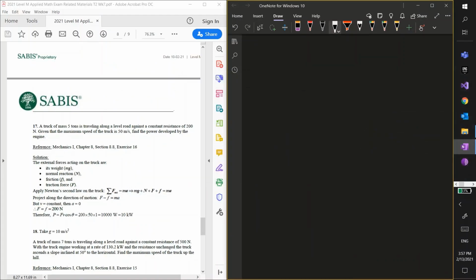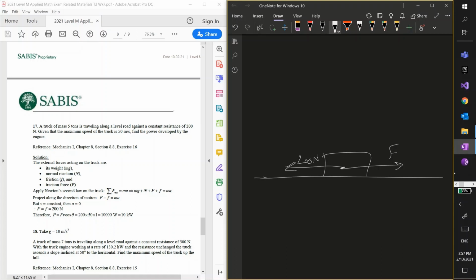Okay, so question 17. A truck of mass 5 tons is traveling along a level road with a resistance of 200 newtons. So you have your friction, which is 200 newtons. Then you have your pushing force, which is unknown. Find the power developed by the engine given that the maximum speed is 50 meters per second.